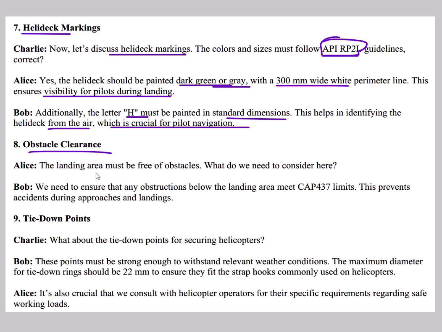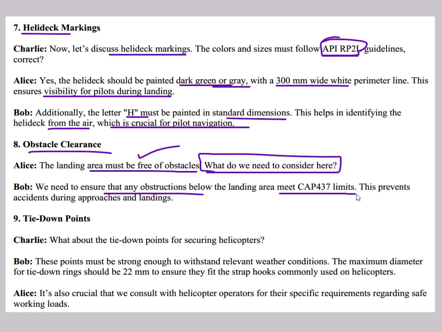Obstacle clearance. The landing area must be free of obstacles, because when the helicopter is landing, any obstacle will cause damage, right? What do we need to consider here? We need to ensure that any obstruction below the landing area must meet CAP 437 limits, which prevents accidents during approach and landing.